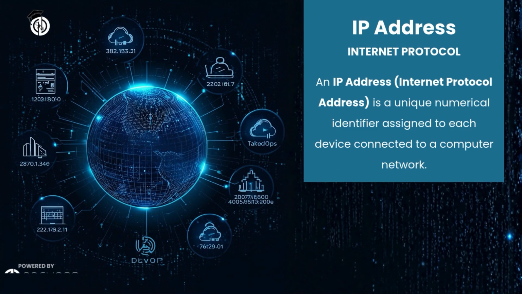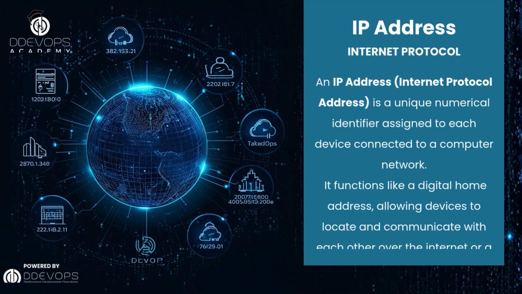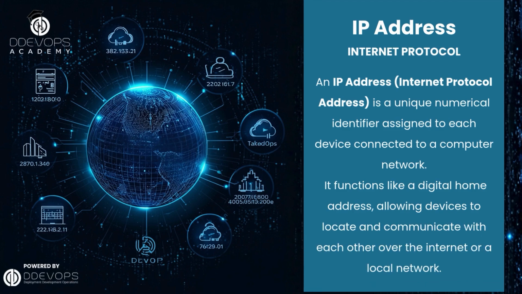IP address. An IP address, Internet Protocol address, is a unique numerical identifier assigned to each device connected to a computer network. It functions like a digital home address, allowing devices to locate and communicate with each other over the Internet or a local network.